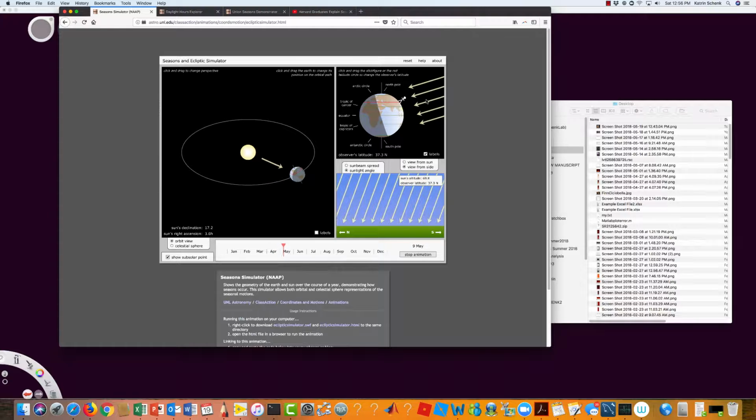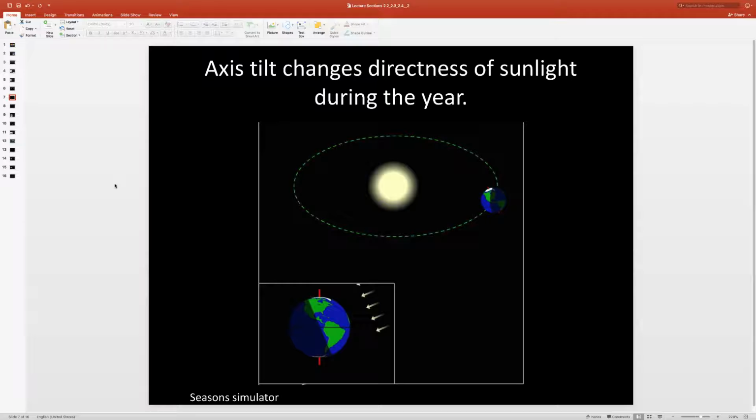So as we see, the directness of the light really changes through the year, and it's all because you're either tilting towards the sun or away from the sun. So the axis tilt is responsible for this change in directness of light.